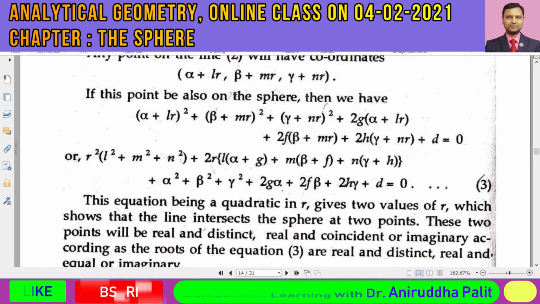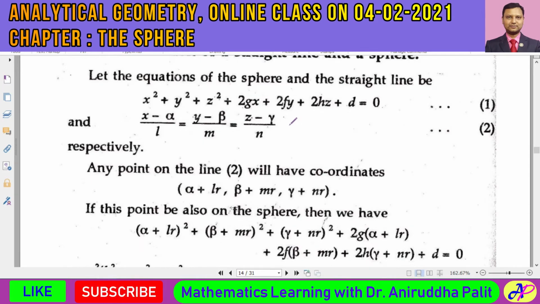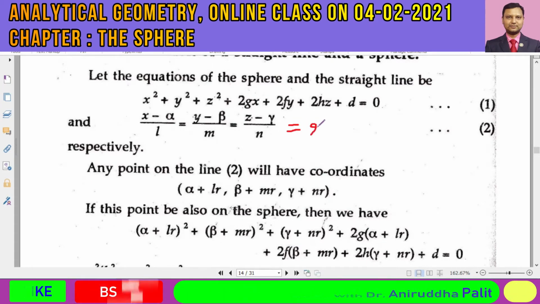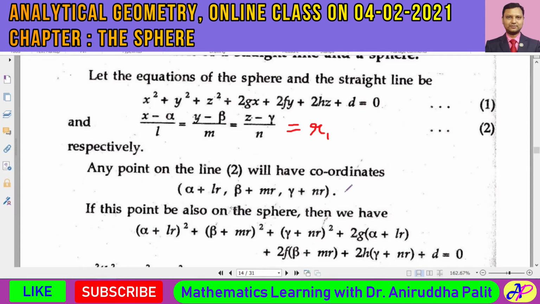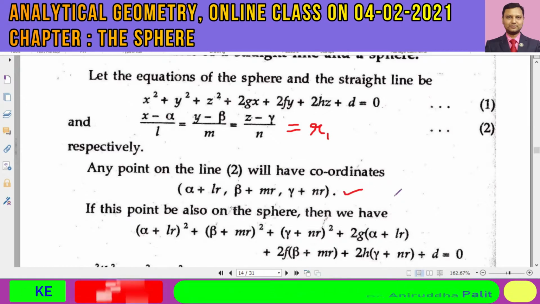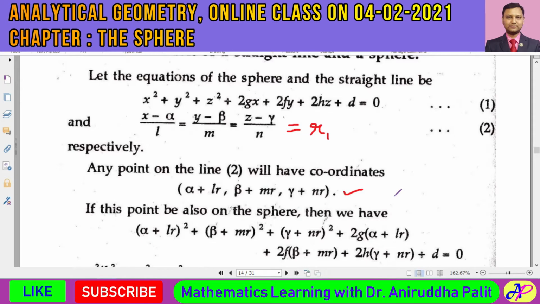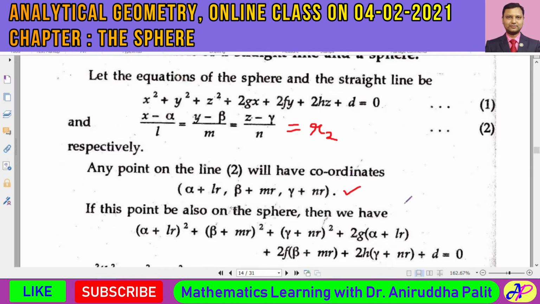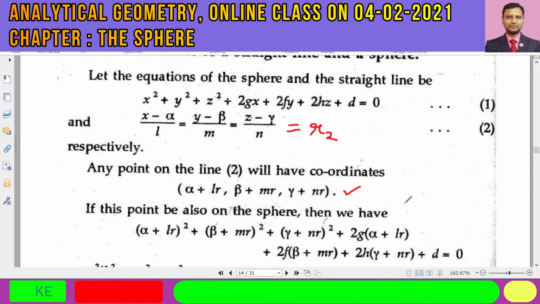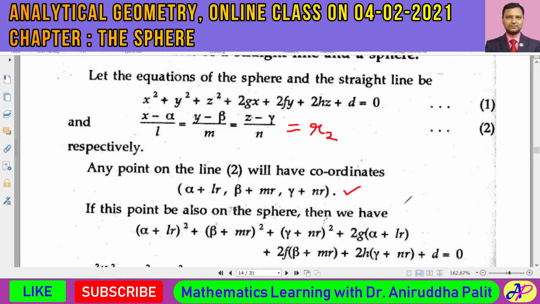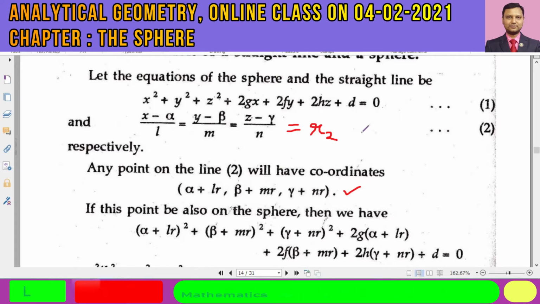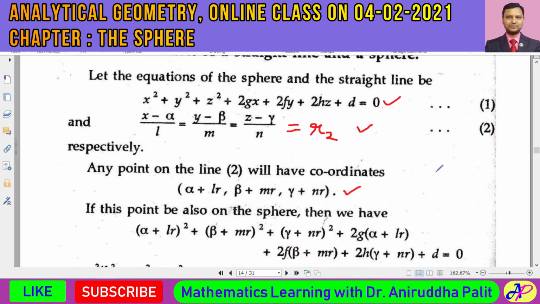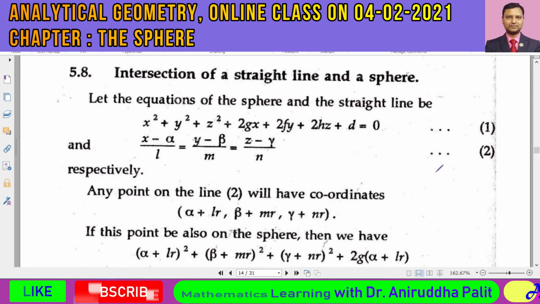These two real roots: suppose if we put r is equal to r1 over here or over here, we will get the coordinates of 1 point. Similarly, if we put r is equal to r2 over here or in these coordinates, then we will get the coordinates of the second point of intersection of this straight line and this sphere. So we can say that a straight line and a sphere can have at most 2 points of intersection.